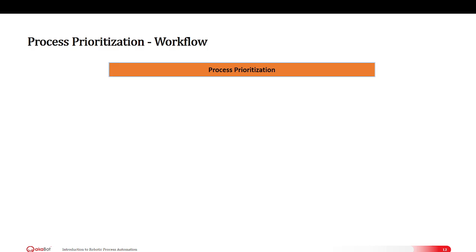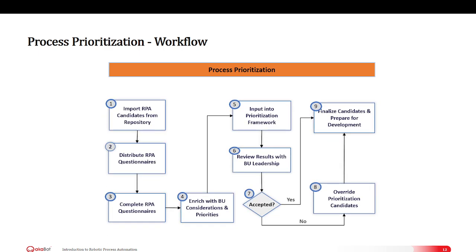Now, when we have already defined it, we will move to the prioritization. Here, this is the workflow. We import the RPA candidates from the repository. Then we distribute the RPA questionnaires. Thirdly, when we complete the RPA questionnaire, we will move to enrich with the business user conditions and prioritize.